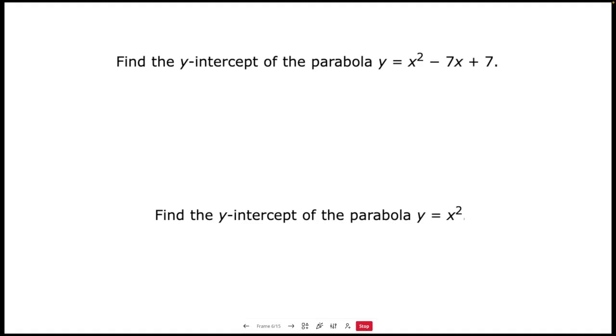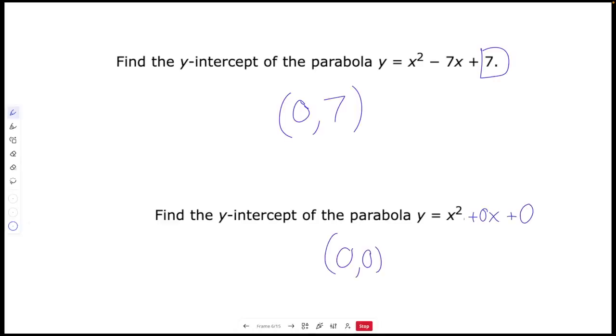Now that you've had time to work these problems, let's check your solutions. For the first problem, you should have said that the y-intercept is located at (0, 7). And for the second problem, you should have said it's located at (0, 0), even though there's no 0 written at the end. There's an invisible 0 there.